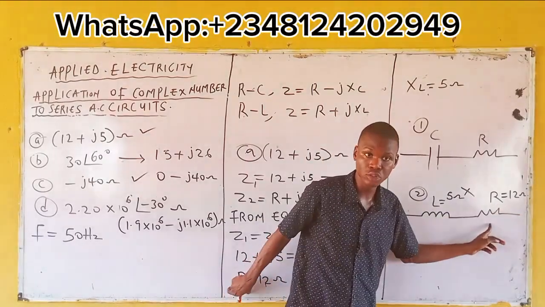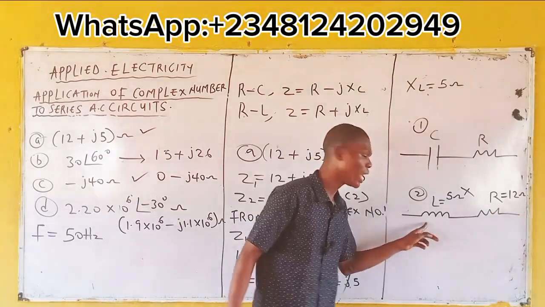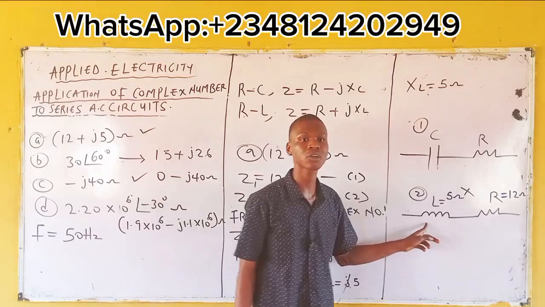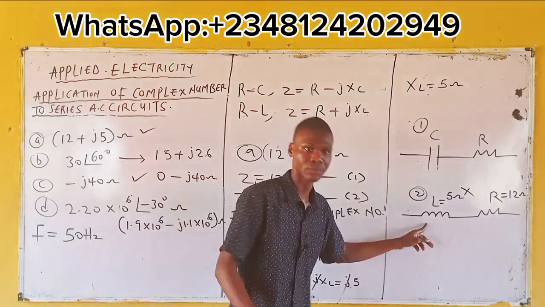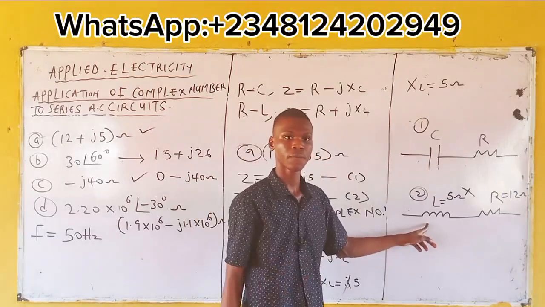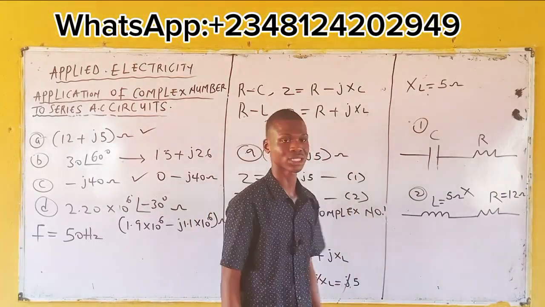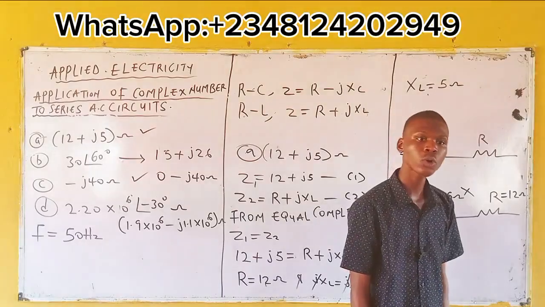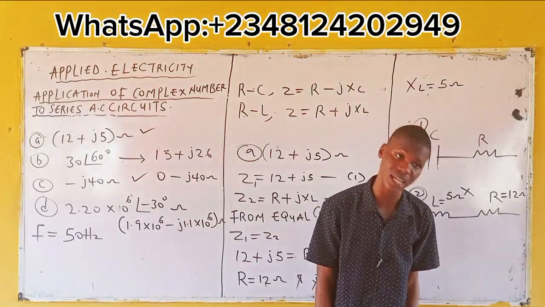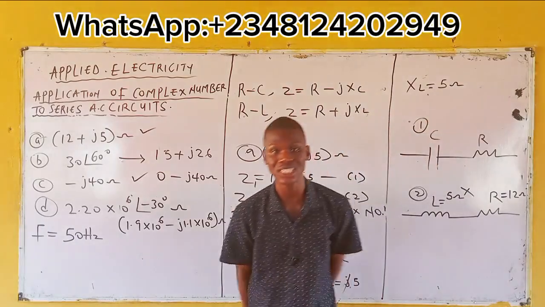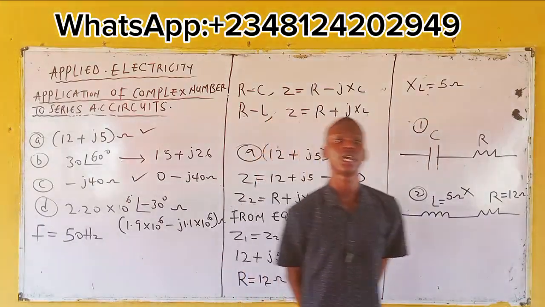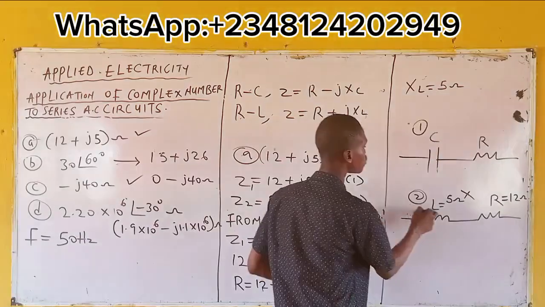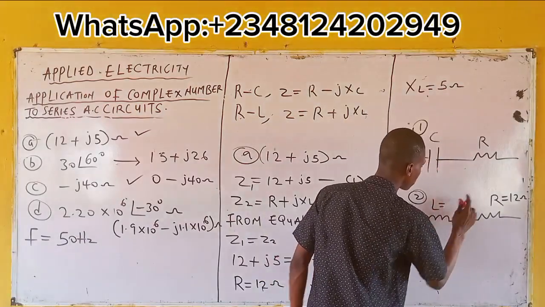From my calculation so far, this is R. But L, have I gotten L? No, I've not gotten L, because the question says find inductance. By inductance, meaning inductor. But what I've gotten here is inductive reactance. So inductive reactance is different from inductance. Similarly, capacitive reactance is different from capacitance. So 5 is wrong.